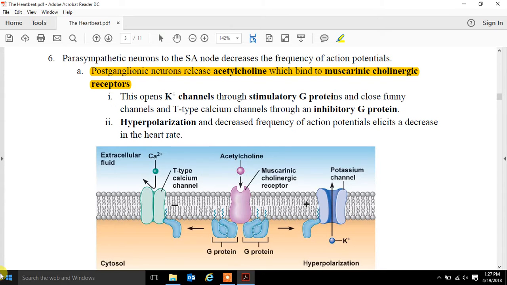Muscarinic cholinergic receptors are G protein coupled receptors. One way that it's lowering heart rate is that it opens potassium channels through a stimulatory G protein and closes the funny channels and the T-type calcium channels through inhibitory G proteins. So here's our acetylcholine, here's our cholinergic receptor, and then our two G proteins. On the stimulatory side, we're getting this opening of the potassium channels, and it's promoting the closure of things like the T-type calcium.